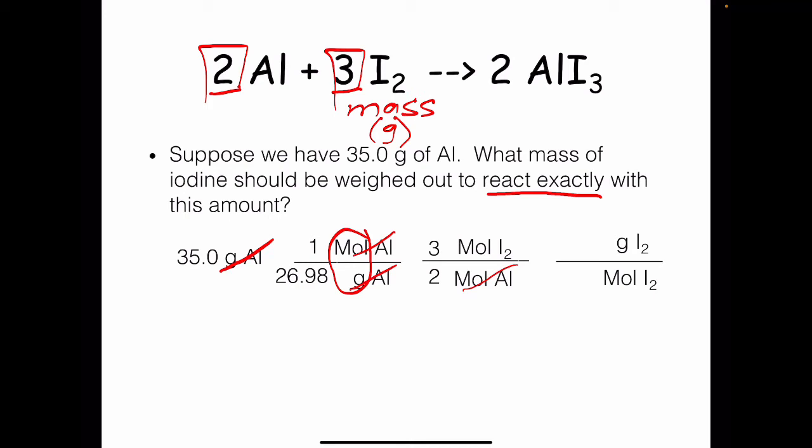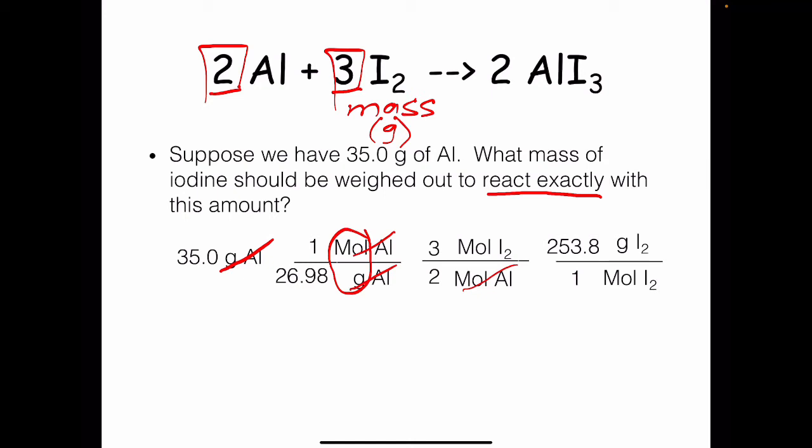Notice here, though, we have I2. So we have to take that mass of iodine from the periodic table and multiply it by 2. And that gives us 253.8 grams per mole. You can see now we've reached grams of iodine, so we can stop converting because we've reached the desired unit for our answer.